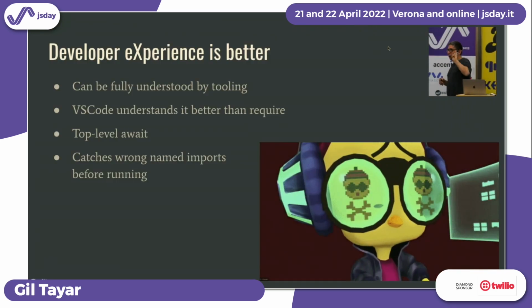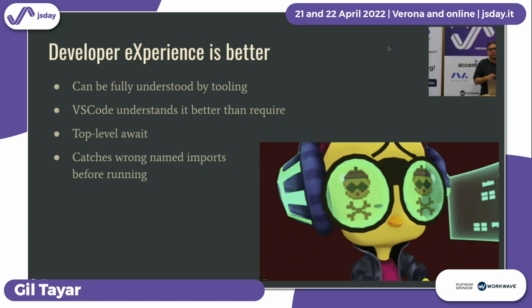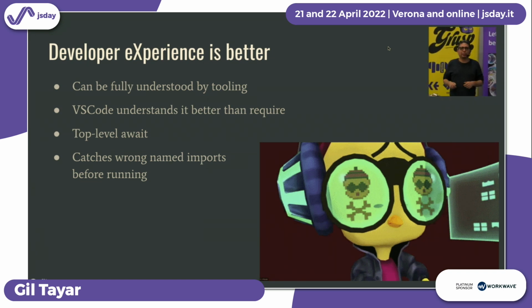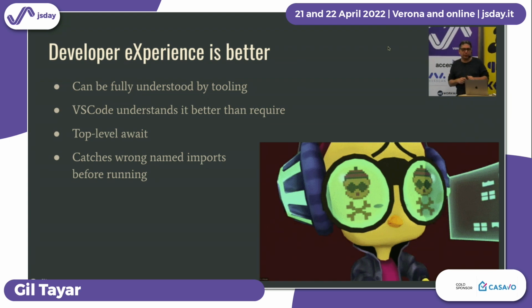Third thing, we had cool, portable. Third thing is the developer experience is much better. First of all, tooling understands imports and exports, ESM, much better than it understands require and module.exports because it's part of the syntax. VS Code understands it much better. WebStorm understands it much better. There's something called top-level await, which we'll talk about in a second. And the fourth thing is really complicated, but it discusses the intricate, we'll talk about that.